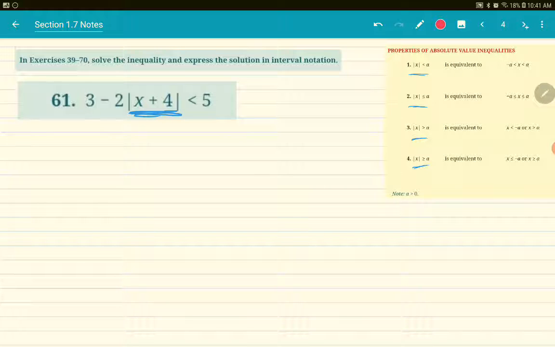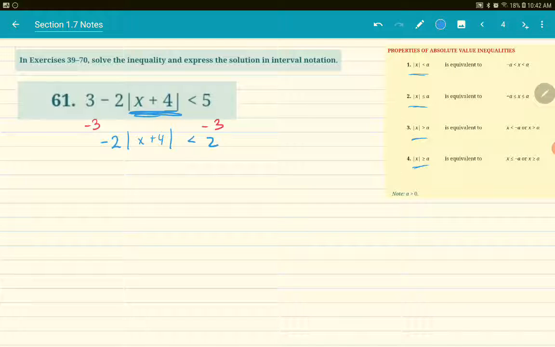So I will take that minus 3, and I get negative 2, absolute value of x plus 4 is less than 5. Oops, sorry. 5 minus 3 is 2. I don't know what I was thinking.